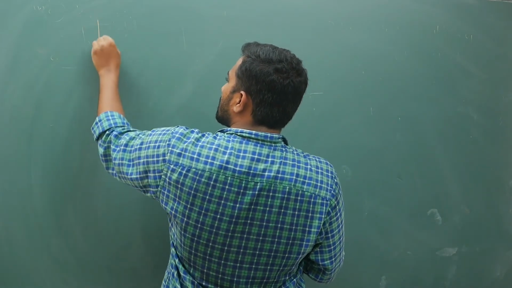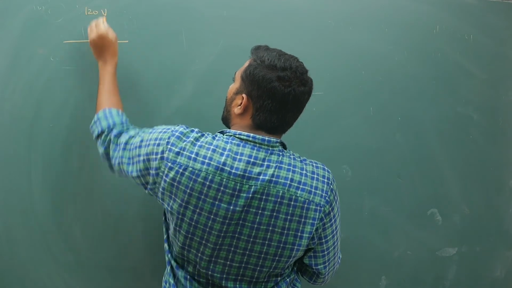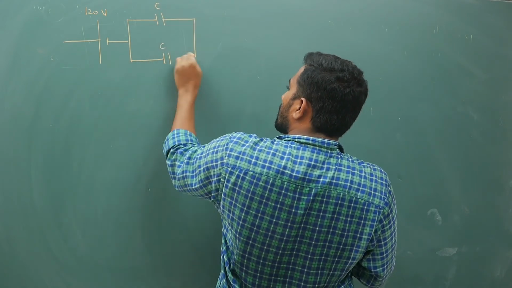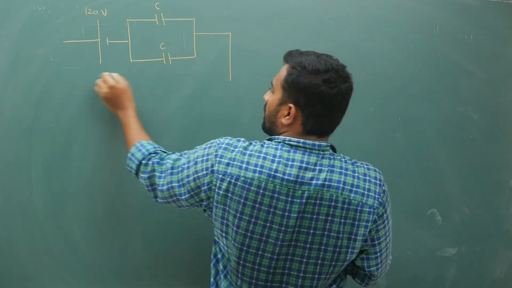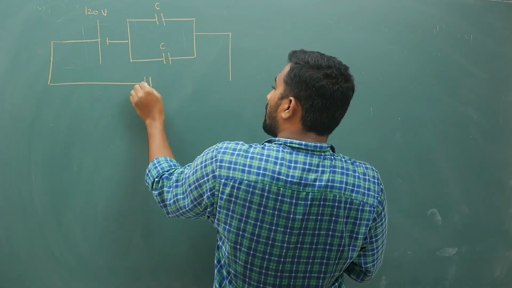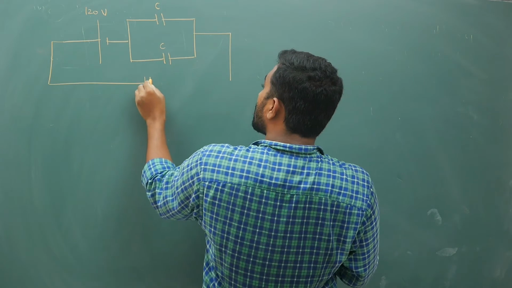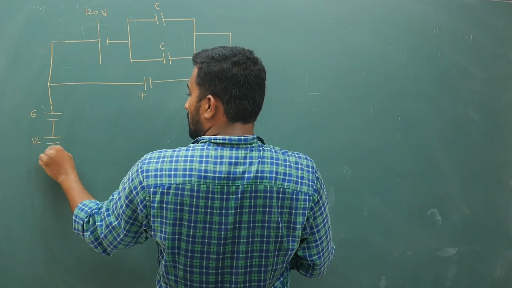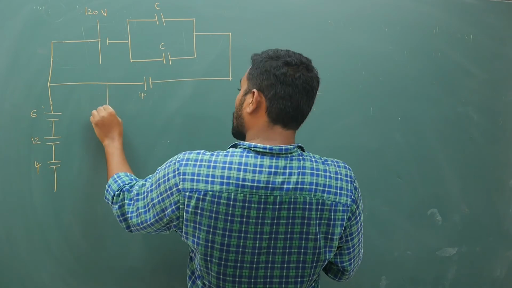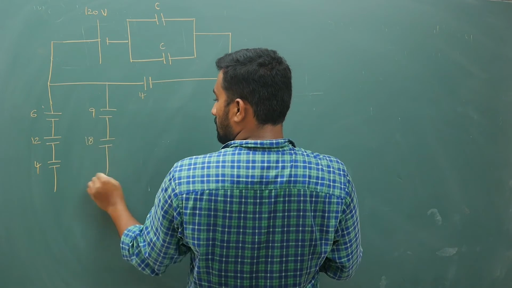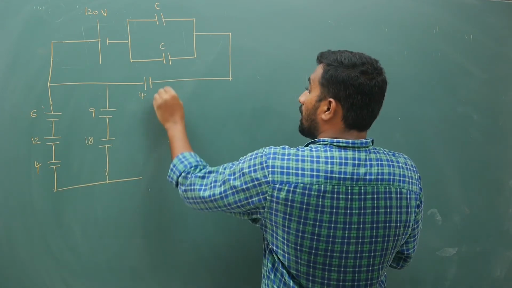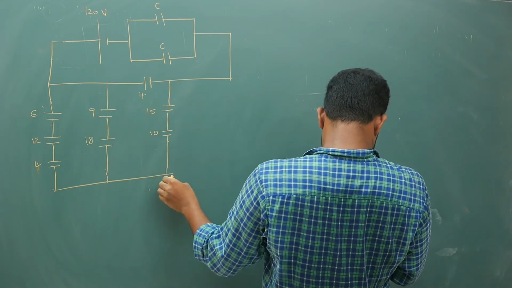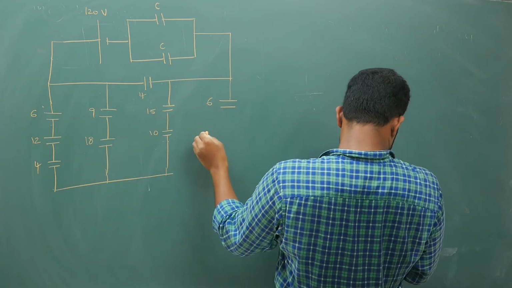The question is this. It is very big. You have 120 volt, C, then you have 4, 4 microfarad you take, then 6 here, 12 here, 4 here, one more here, that is 9 and 18, and here it is 15 and 10. Here it is 6 and 3.